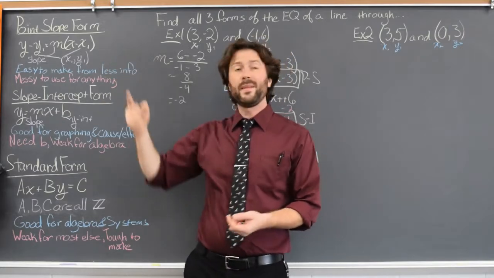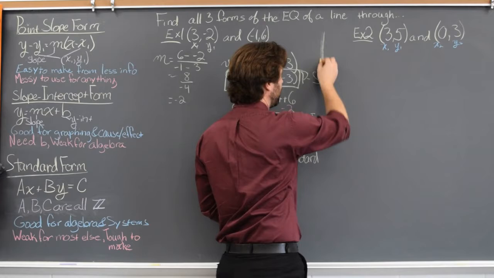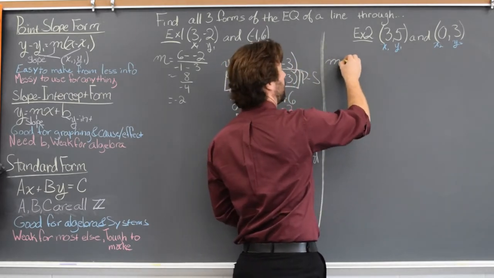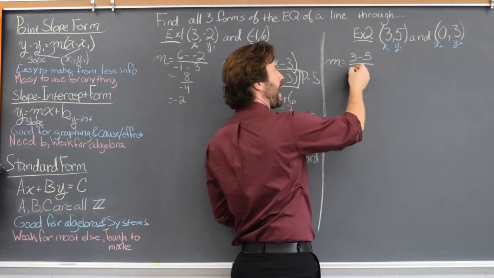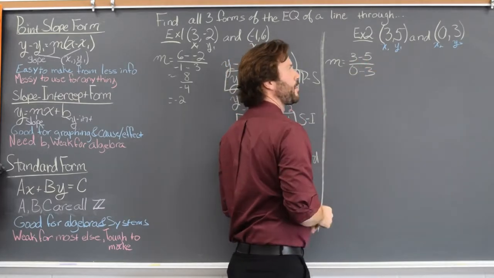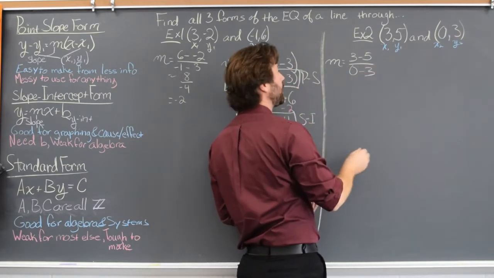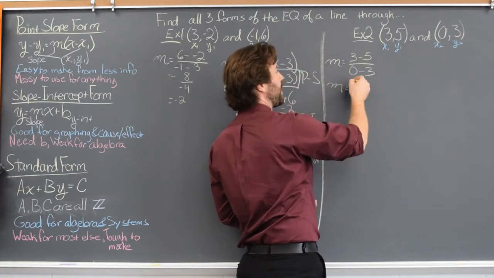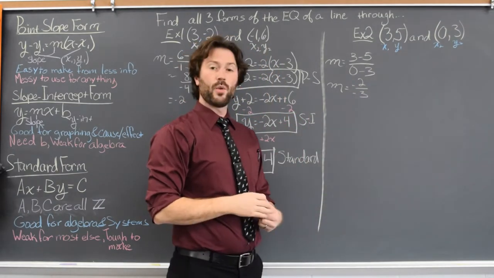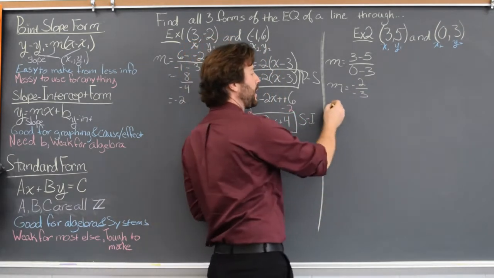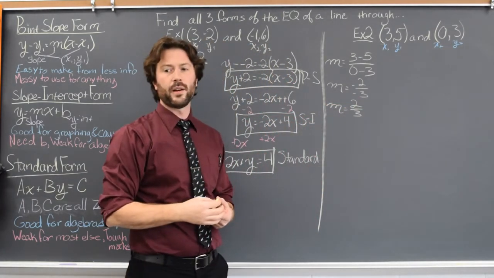Okay, point slope form, that's the only thing I'm really missing. I have an x1, y1, now I need a slope. So my slope is equal to 3 minus 5 divided by 0 minus 3. Okay, y2 minus y1 over x2 minus x1. 3 minus 5 is negative 2. 0 minus 3 is negative 3. So I have negative 2 over negative 3. Now a negative divided by a negative is a positive. So my slope here is positive 2/3.